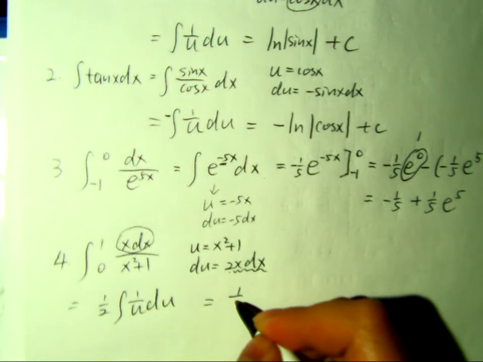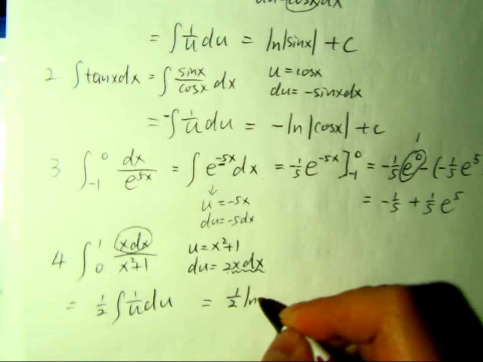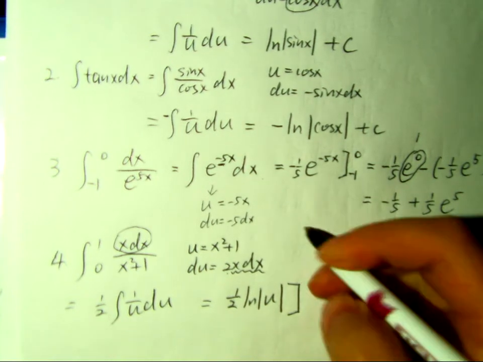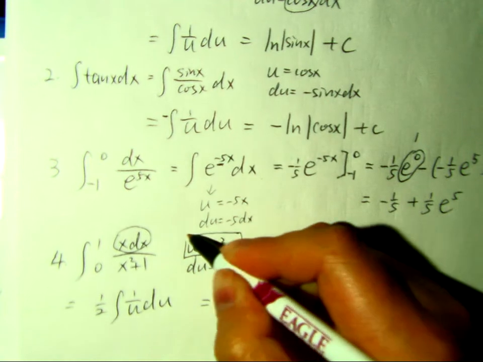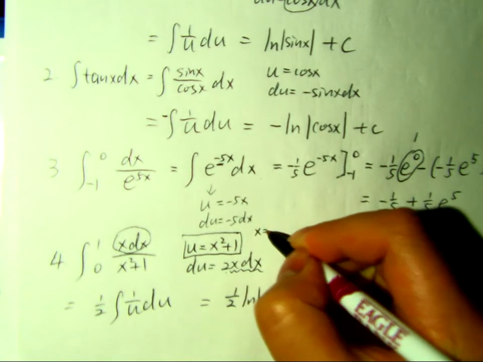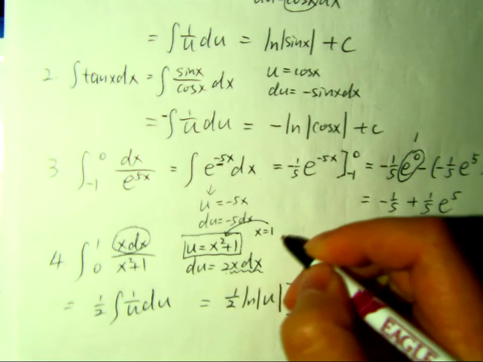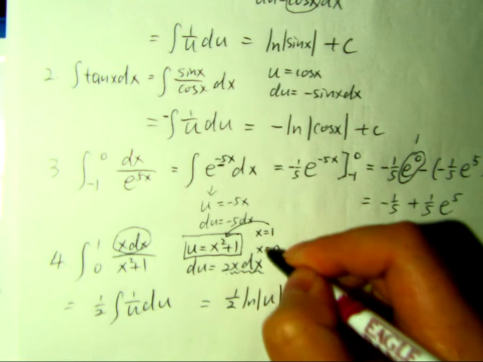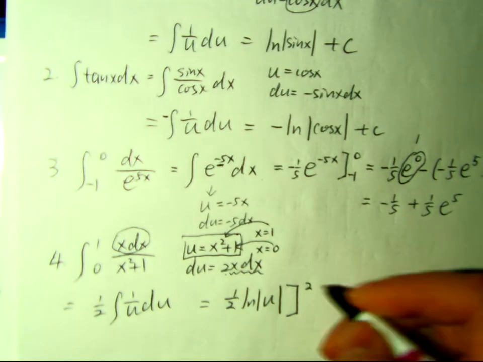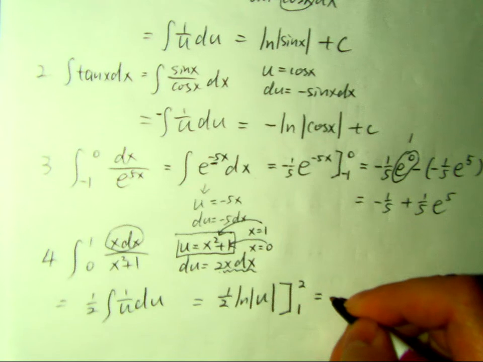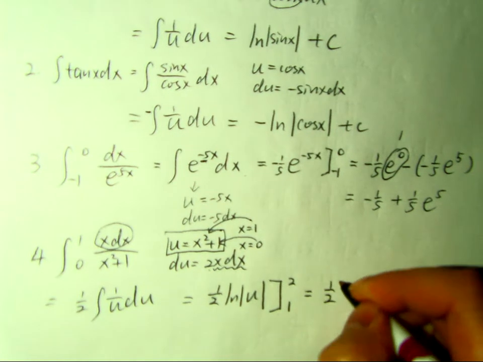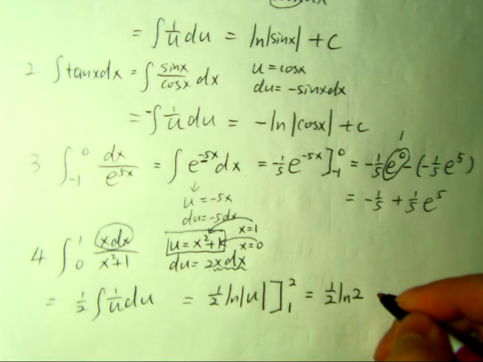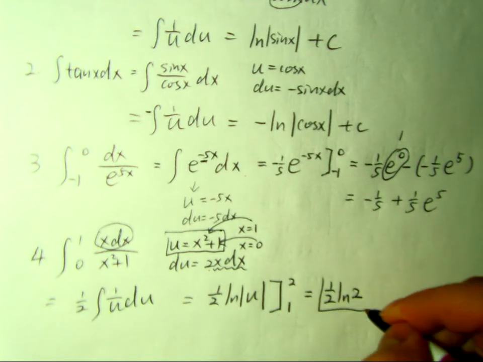So it will be 1 over 2 natural log of u. If I keep u, that means I have to change the limits. I'm using this equation to change the limits. When x equals 1, u will equal 2. And when x equals 0, u will equal 1. So when I plug in 1 and 2, the answer will be 1/2 natural log of 2 subtract natural log of 1. And the natural log of 1 is 0, so that will be the answer.